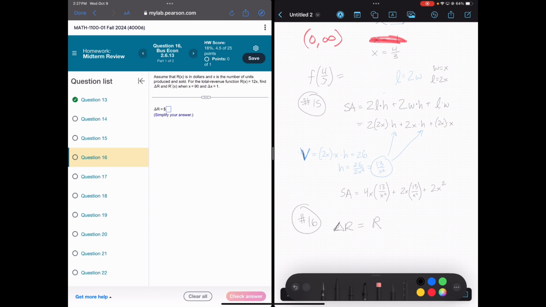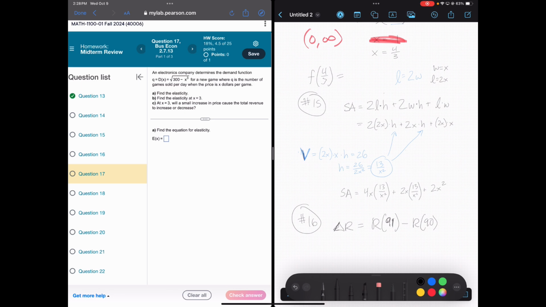For our problem, I'm going to calculate the revenue when X is equal to 90 and 91. Delta X tells me how much I'm going to change from my starting X value. My starting X value is 90, and I'm going to change it by just 1. That puts me at 91. And delta R is all about the difference between those two Y values. Everybody okay with that? So that's delta R. And then R prime of X is just taking the derivative.